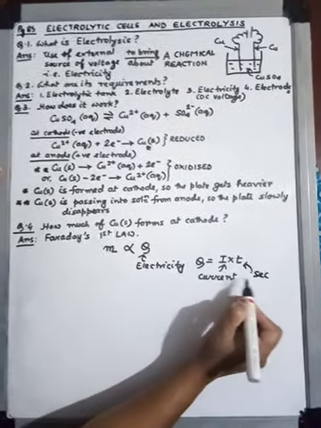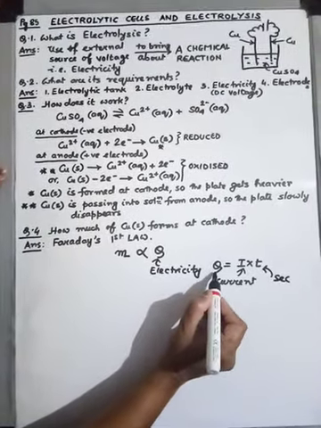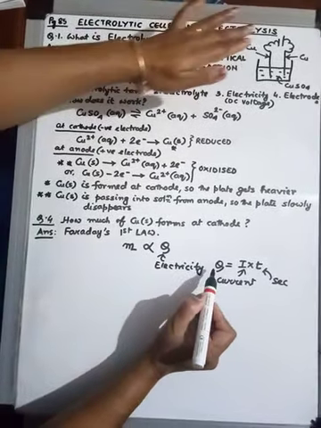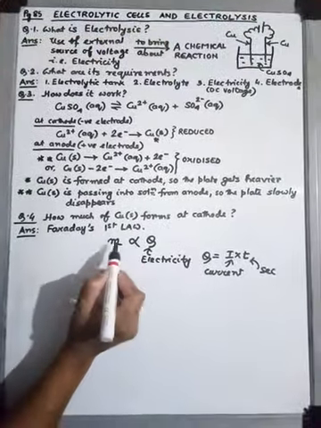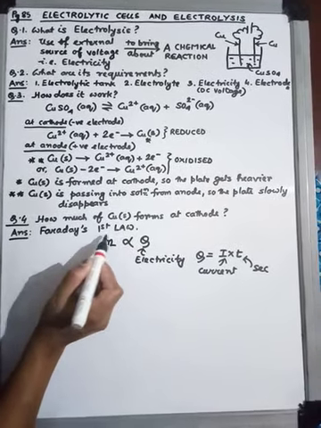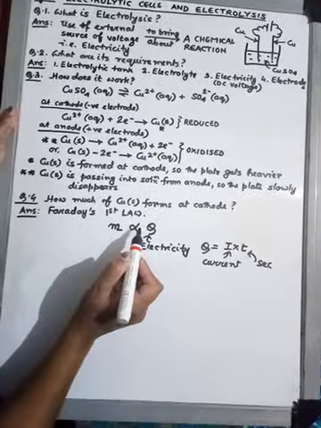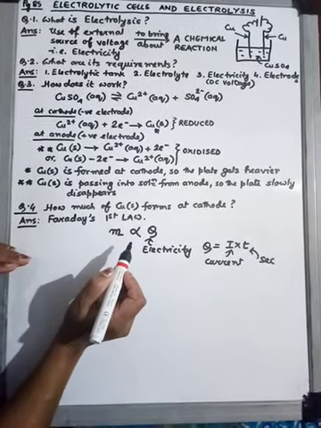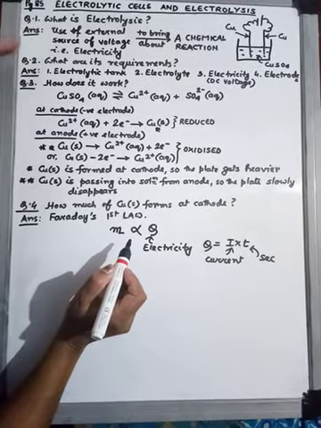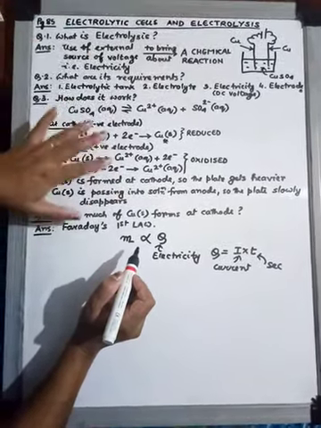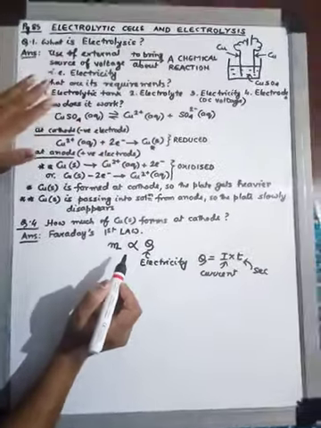So if you multiply current into seconds, you get your quantity of electricity. Depending on how much electricity you are passing into this solution, that much copper is going to get deposited. This is Faraday's first law of electrolysis. Then this is the quantitative aspect, from number 4 I am doing. From 1 to 3 we know the qualitative aspect. We are not thinking how much is getting formed, we are knowing only what is getting formed.